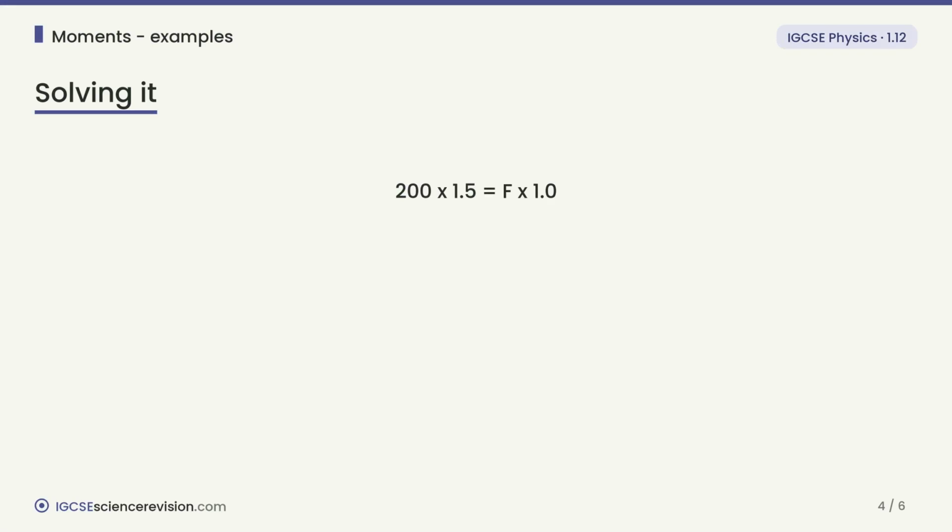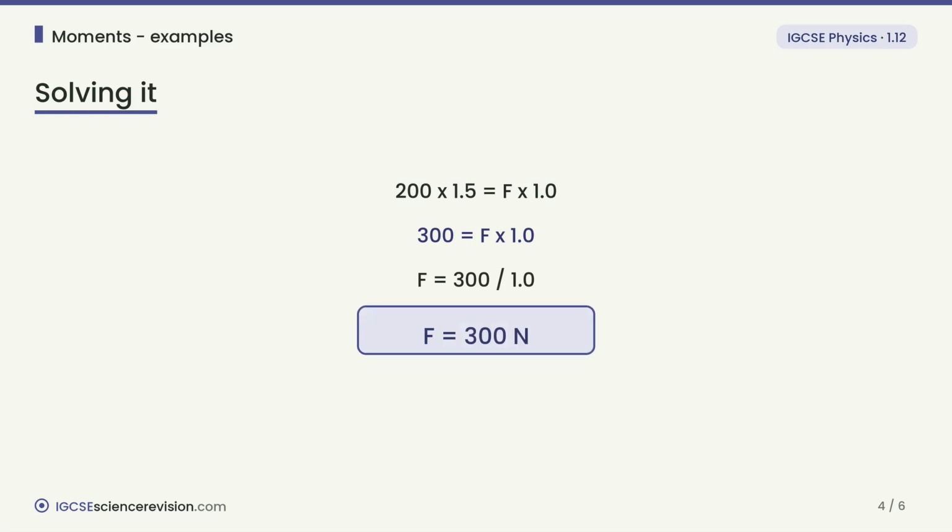Let's solve it. 200 times 1.5 is 300. So 300 equals F times 1. That gives 300 equals F. Dividing by 1 leaves F on its own. So a force of 300 newtons is needed. A smaller distance needs a bigger force to balance the same moment.